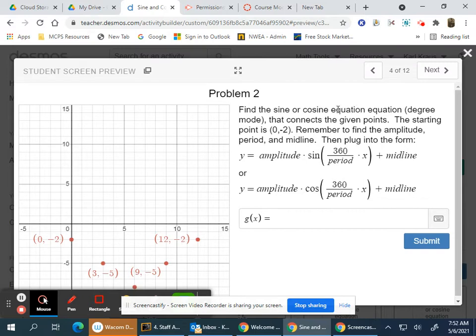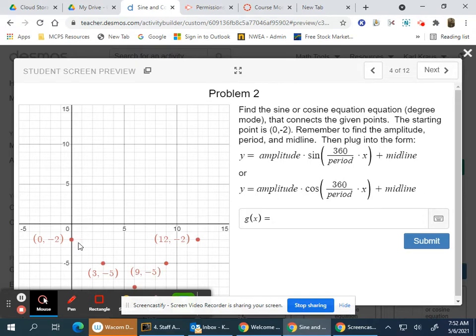I made the same mistake on every slide here. This should say this equation once here, but find the sine or cosine equation in degree mode that connects the given points. The starting point is at 0, -2. Remember to find these 3 things and then plug them in.